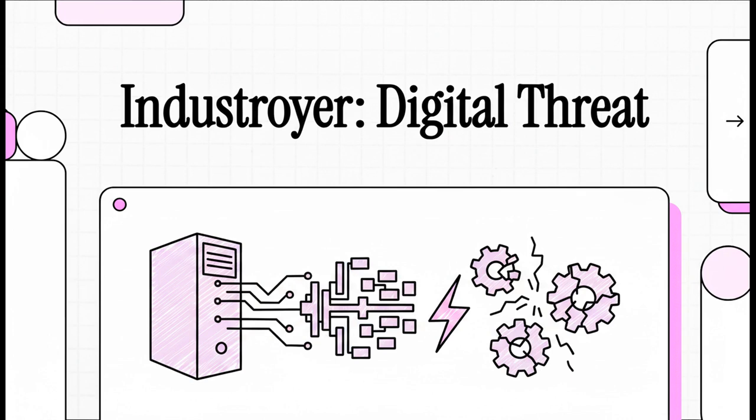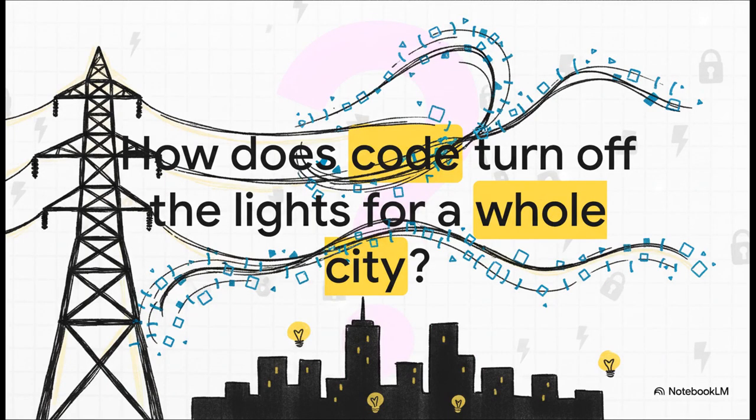We're going to examine how a piece of digital code, something totally invisible that you can't even touch, can literally reach out of a computer network and physically break the tangible world around us. We're taking a deep, detailed look at the anatomy of a threat that permanently changed the landscape of modern security. It crossed the boundary from a digital nuisance straight into physical destruction. So, how does a simple line of code turn off the lights for an entire city?